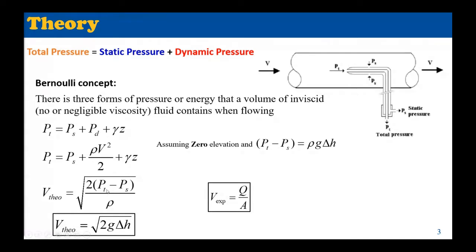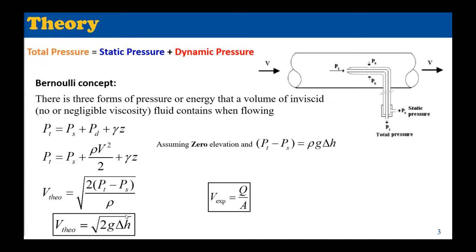Now if we again replace PT minus PS in terms of pressure head, we can write rho g delta H, the formula we already know. If we put that in, rho cancels out, and we are just left with the square root of 2 g delta H. And that is the equation that we're going to use for theoretical velocity measurement.